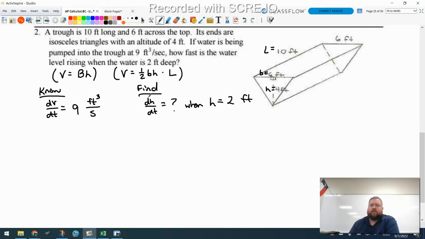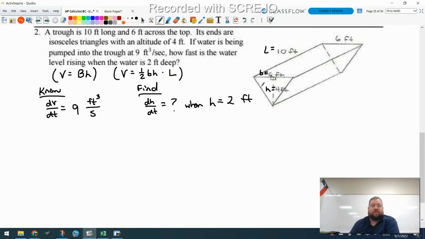All right, so for this one, what we can do is plug in a number for L. We can plug in 10 because this distance won't change. It doesn't matter how much water is in the trough. The distance between here will always be the same. Okay, so we can go ahead and plug in 10 for L. That's a true constant in our problem.